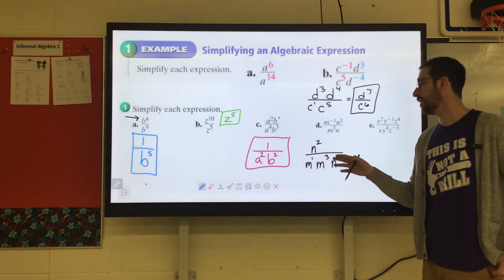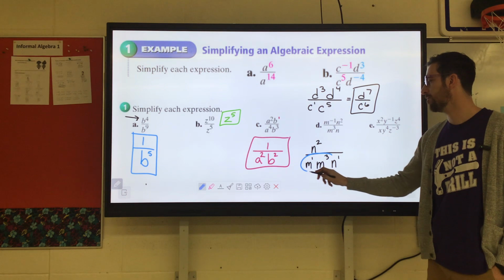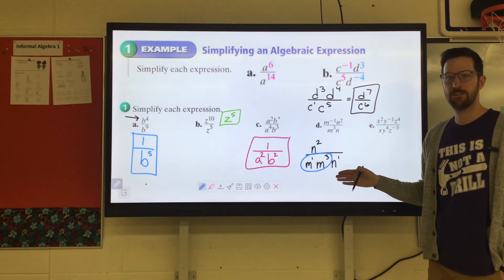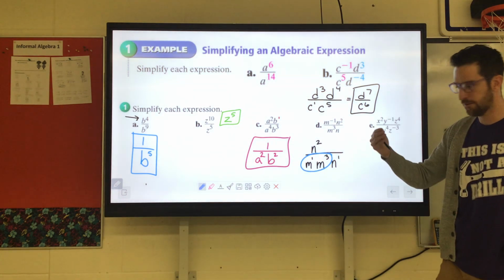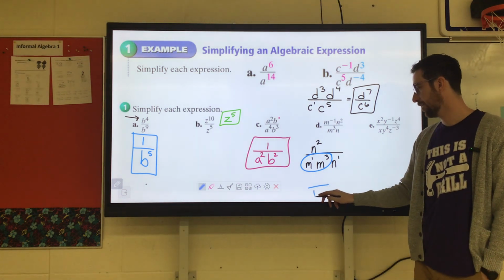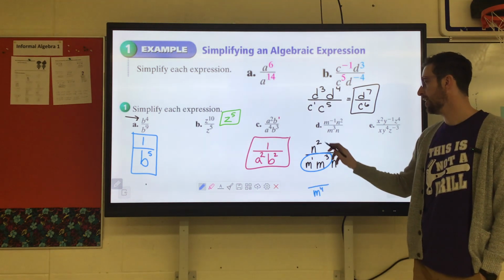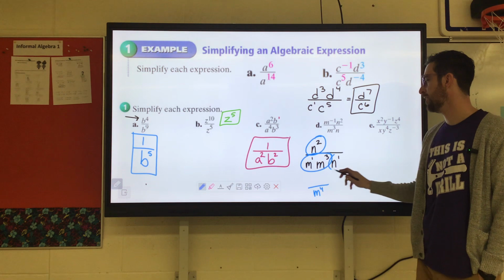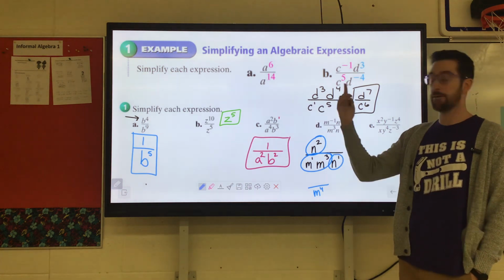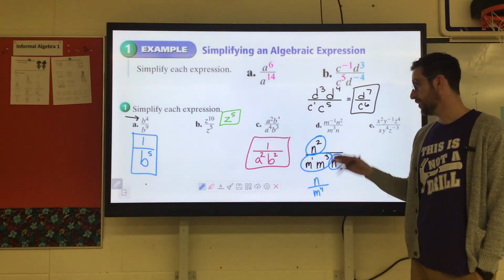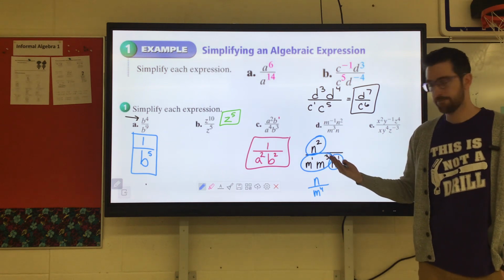Now let's look at the m's. They're all in the denominator. M to the first times m to the third is m to the fourth. Now if you look at the n's, we have n squared over n. There are more up top. And if you did 2 minus 1, it's 1.